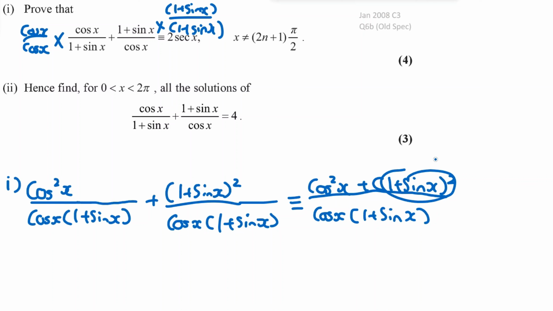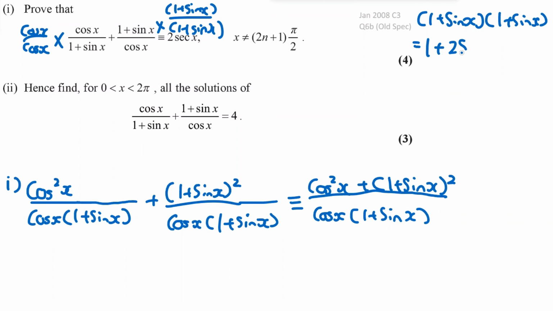Okay, so (1 plus sin x) squared is equivalent to (1 plus sin x) multiplied by (1 plus sin x), like this, and this is equal to, so 1 times 1 is equal to 1, sin x times 1 is equal to sin x, but there's two of them, so it's going to be 2 sin x, plus, and then sin x times sin x is equal to sin squared x, like this. So we can rewrite this here as cos squared x plus, and then this expanded. I'm going to write it the other way round.